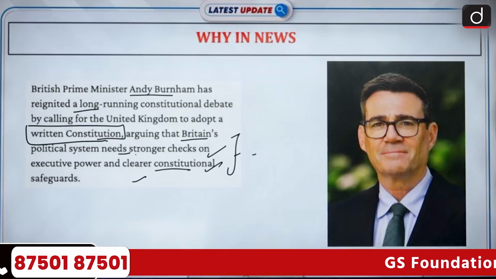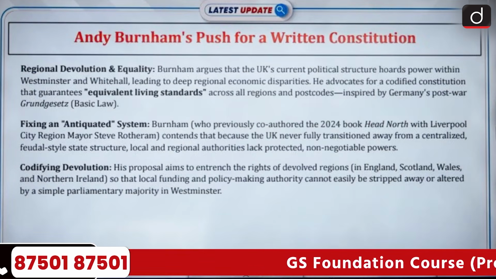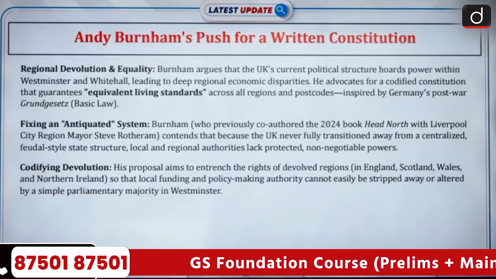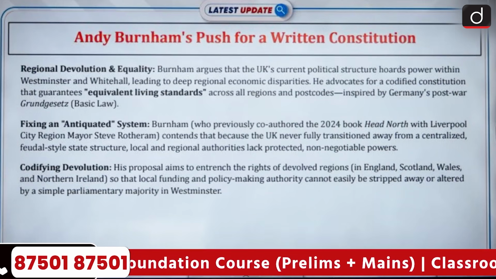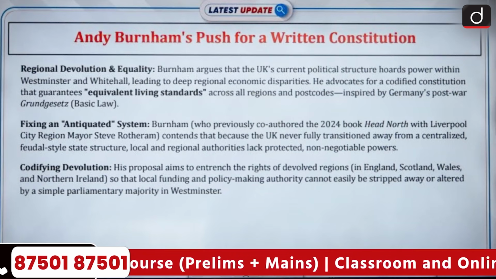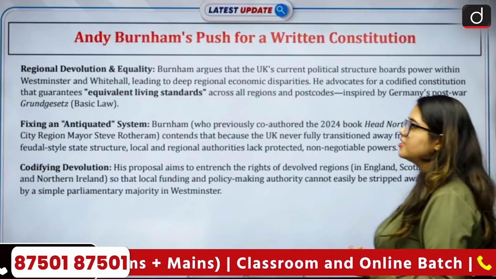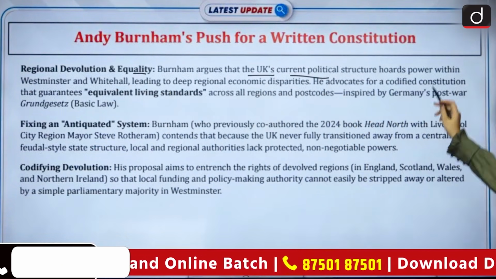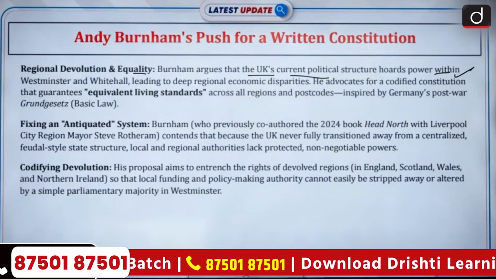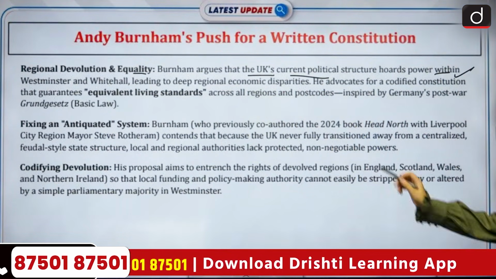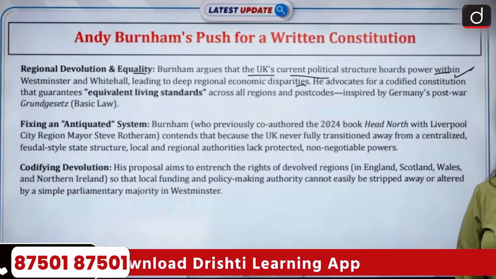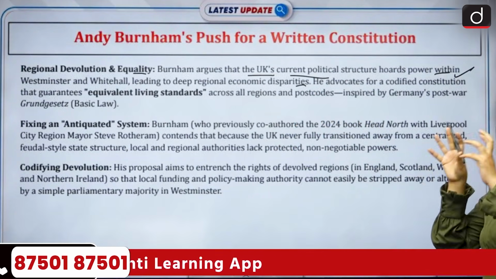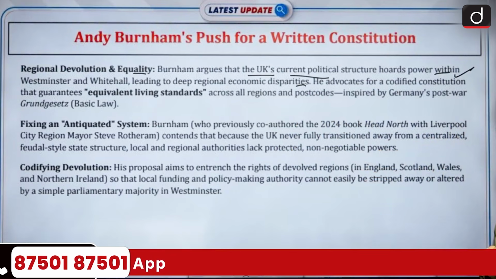All right. Let's understand more about this. Why is he pushing towards a written constitution? What are the examples or methods that he is citing here? First of all, he's saying that regional devolution and equality should be established. Burnham said that UK's current political structure holds power within Westminster and Whitehall, leading to deep regional economic disparities. Regional economic disparities are occurring because power is concentrated among a few, right? There is no other procedure here. He's saying that a codified constitution will give equivalent living standards.